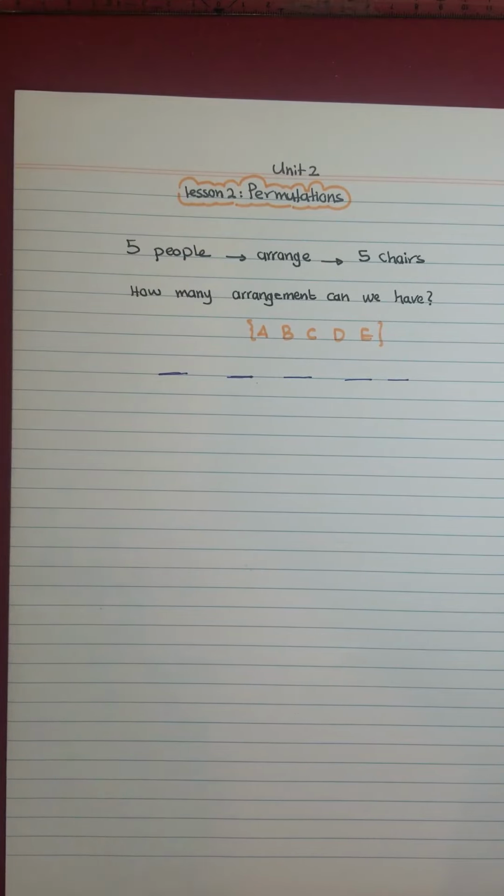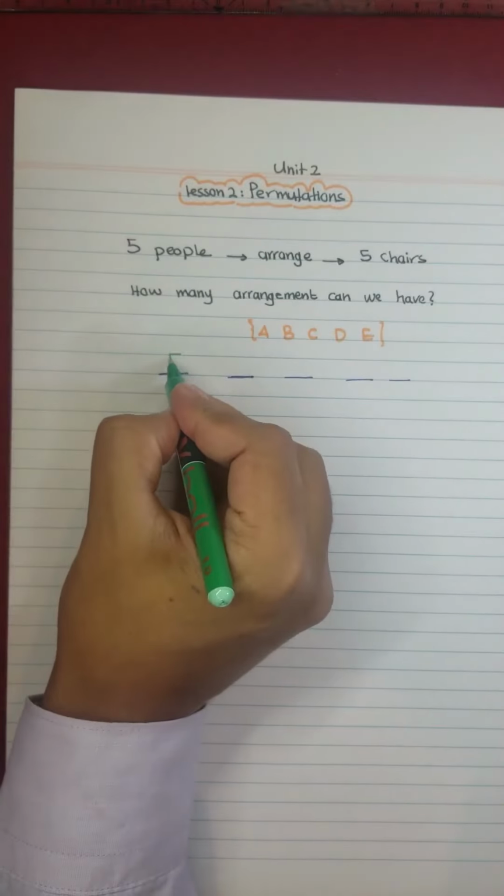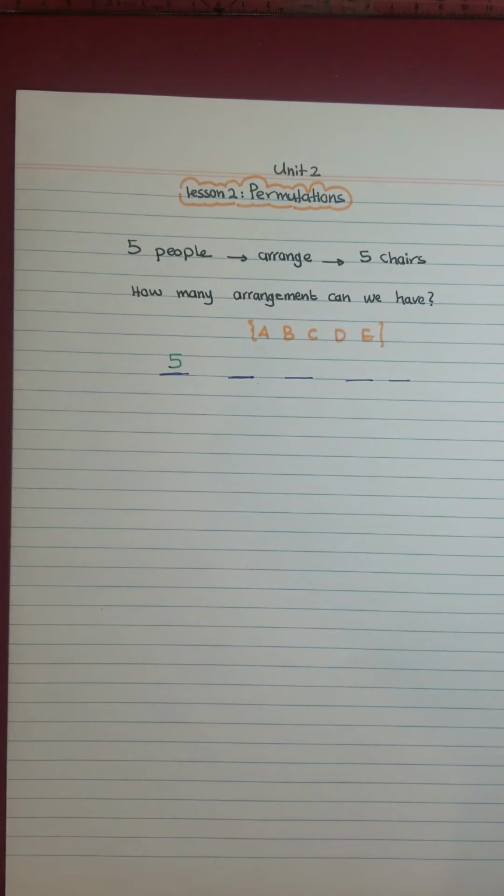And now let's see how many options do we have in each of the actions. So for the first one, you might notice that we can have 5 different choices, because you can choose the person A or B or C or D or E. So these are 5 choices. So when you come to the first chair, you have 5 options.